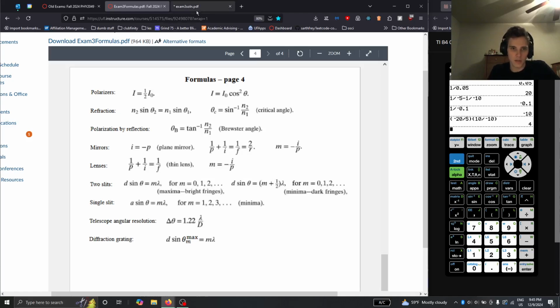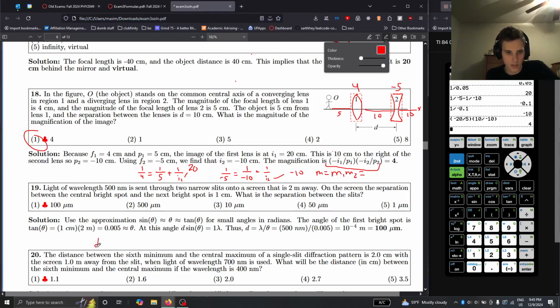So d sine theta equals m times wavelength. Again, that central one is m equals 0, and that next bright spot is going to be 1. So we're really just solving for m equals 1, because that's the separation between 0 and 1. So we're just solving for d sine theta equals wavelength.